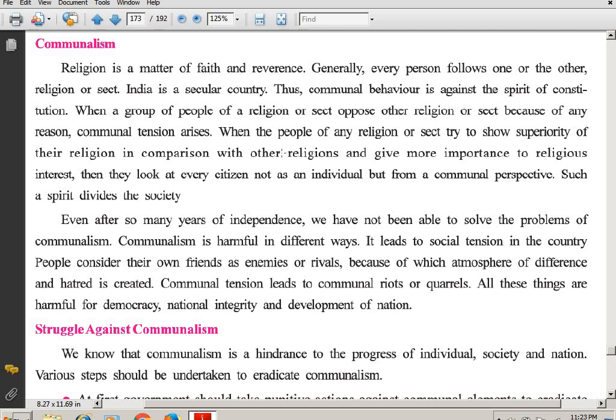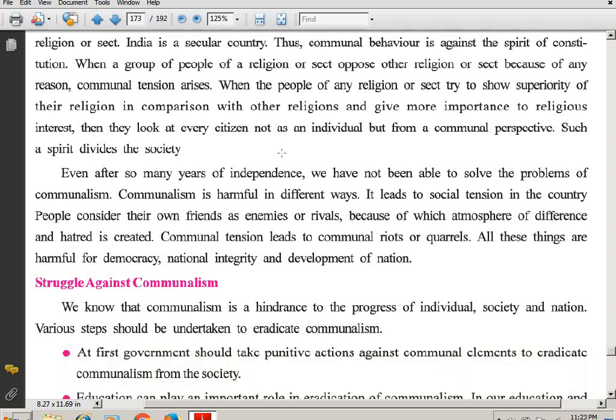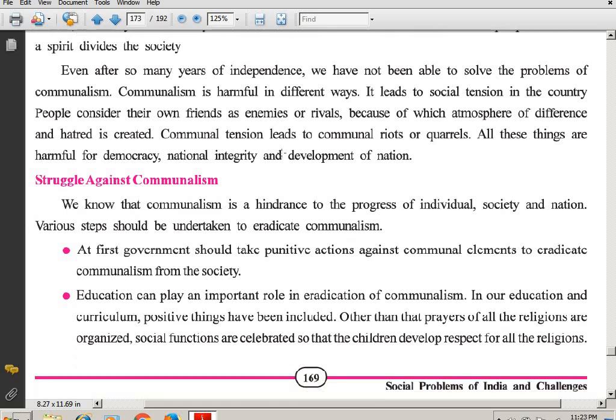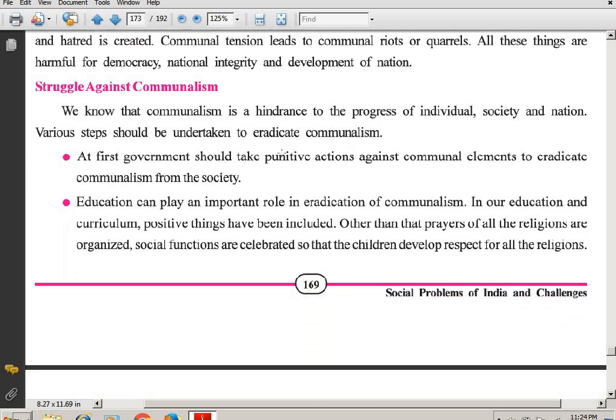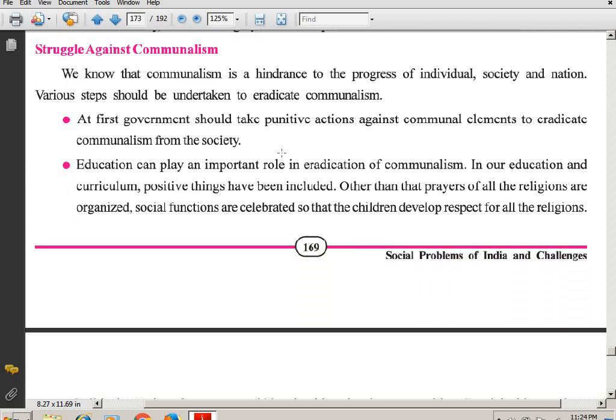So students, if you think these things are good and they are going to promote your religion, no students, it will be harmful and it will stop the progress of our nation. It is not at all good. It will not allow the development of the nation. So now, the struggle against communalism.